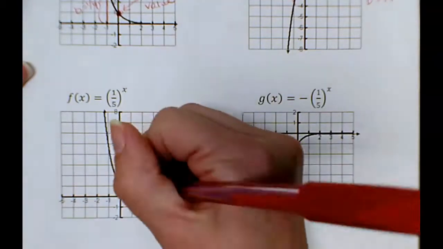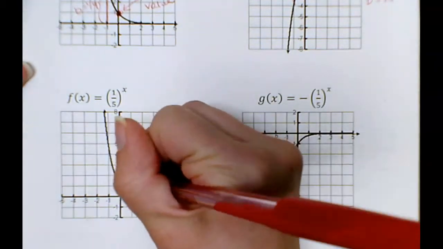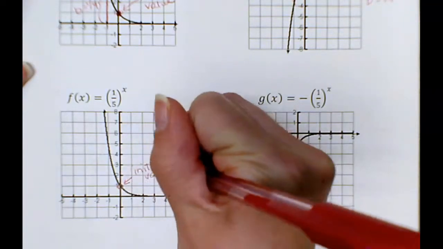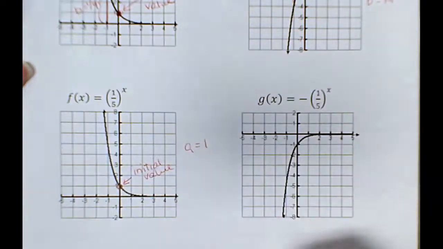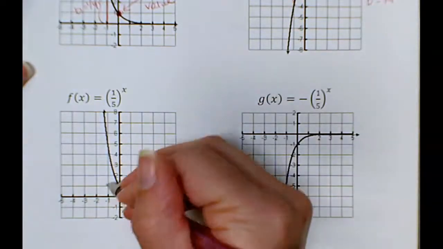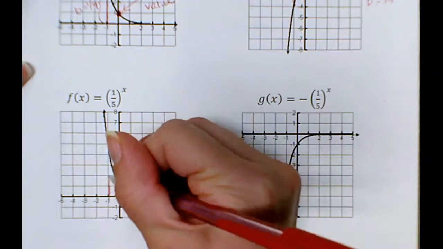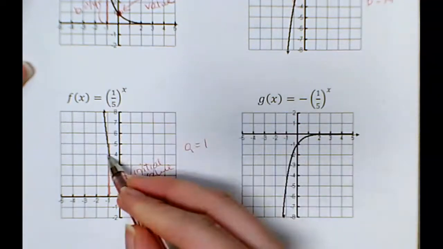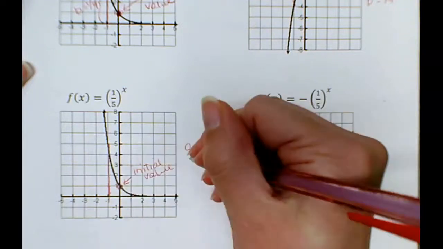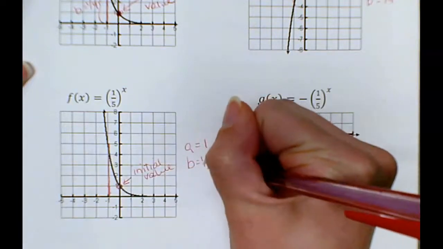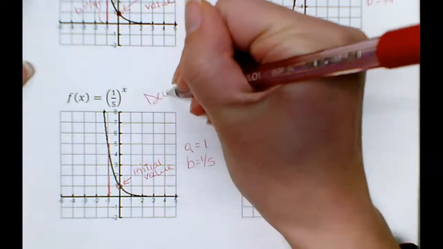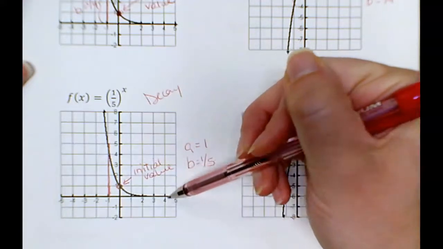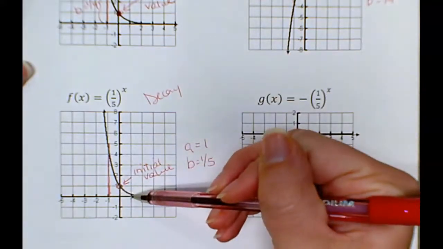I can tell that because my initial value here is 1. So a equals 1. If I move 1 to the left and I count my vertical distance, 1, 2, 3, 4, it actually goes up to 5. There's a little bit of space between that line and the curve. So my b value is 1/5. This is an exponential decay function because it goes down and starts to flatten out over here. So the amount that it's changing is kind of decreasing over time.